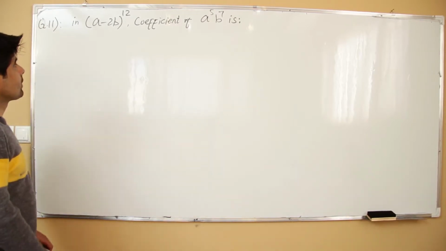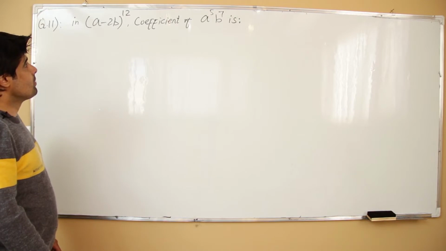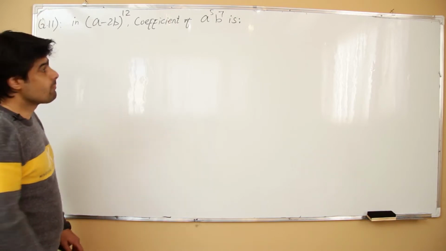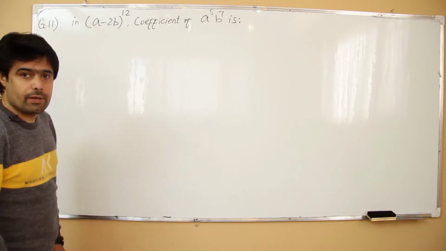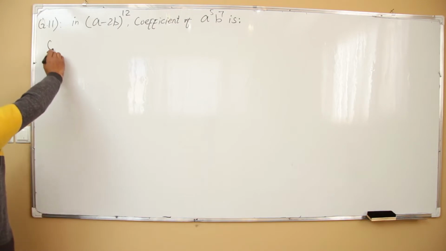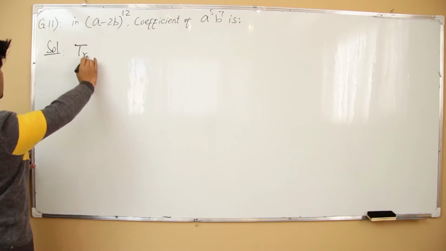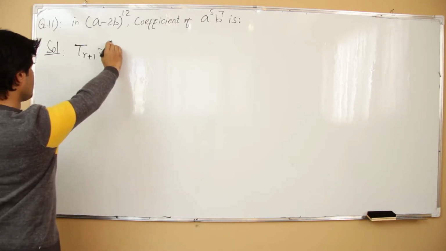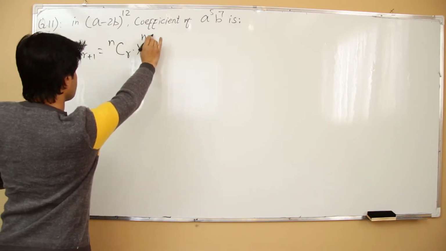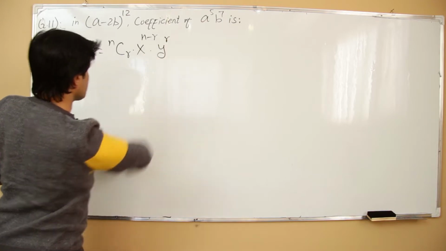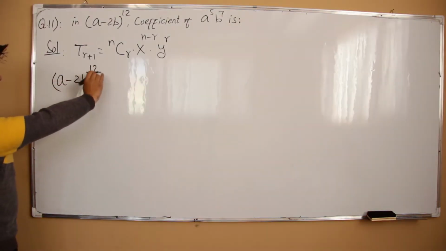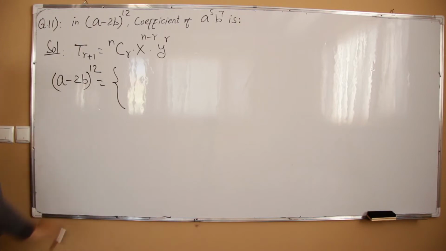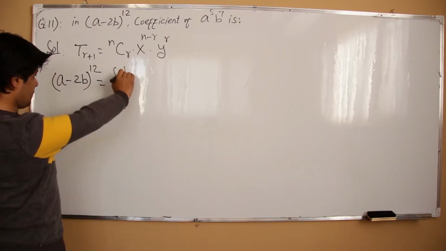Question number 11. In (a minus 2b) whole raised to the power 12, what is the coefficient of a to the power 5 and b to the power 7? How can you solve? First, you have to define the general term. T(r+1) is equal to nCr x to the power n minus r, y raised to the power r. Now, your binomial is (a minus 2b) raised to the power 12. In this one, what do you have? You have n is 12.